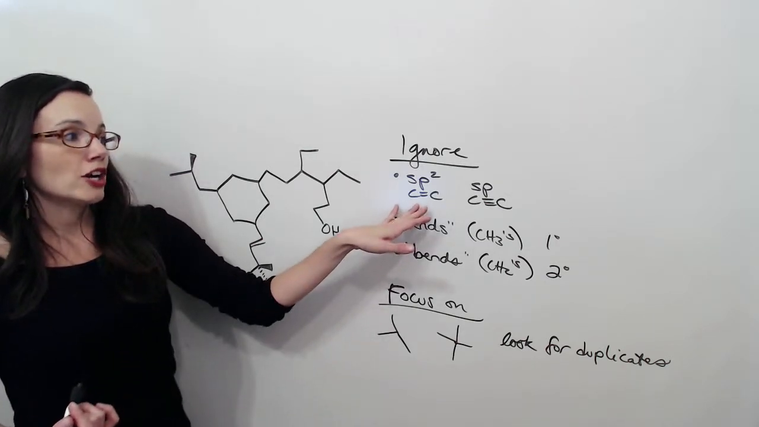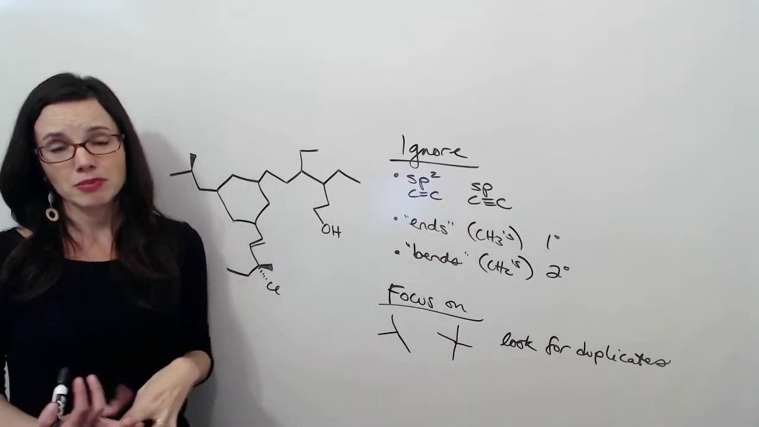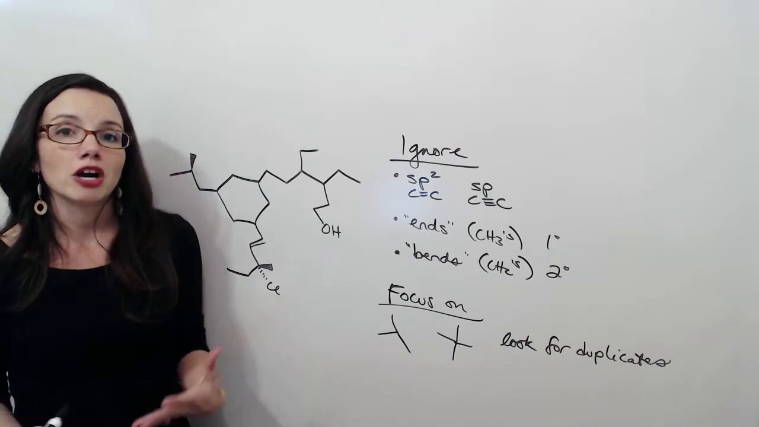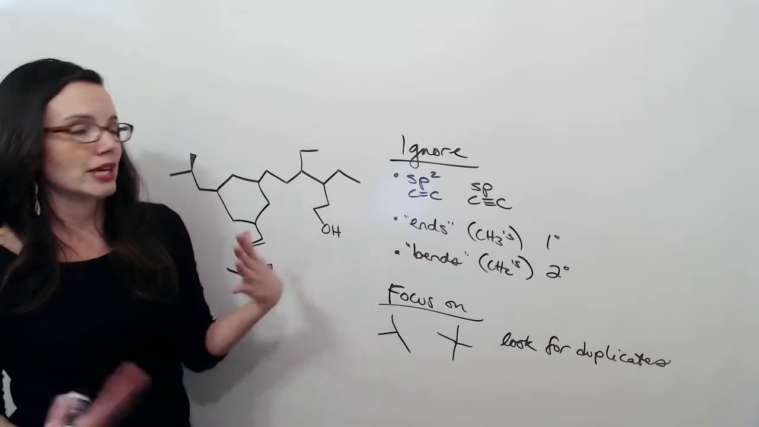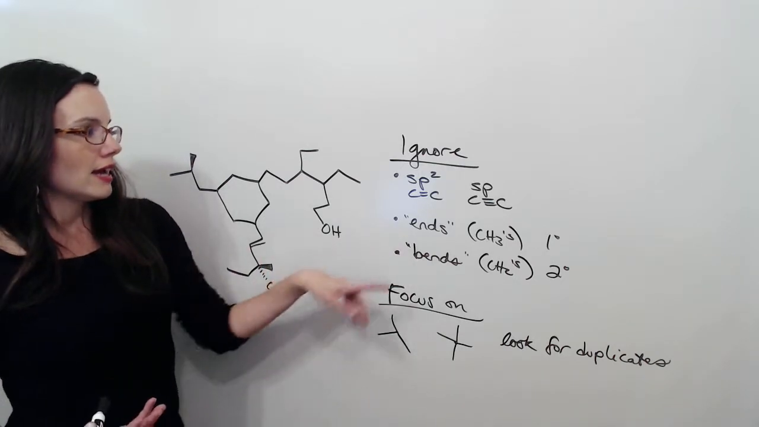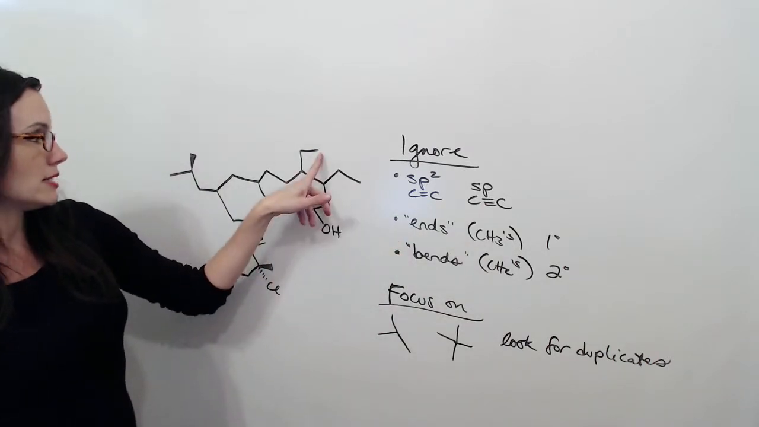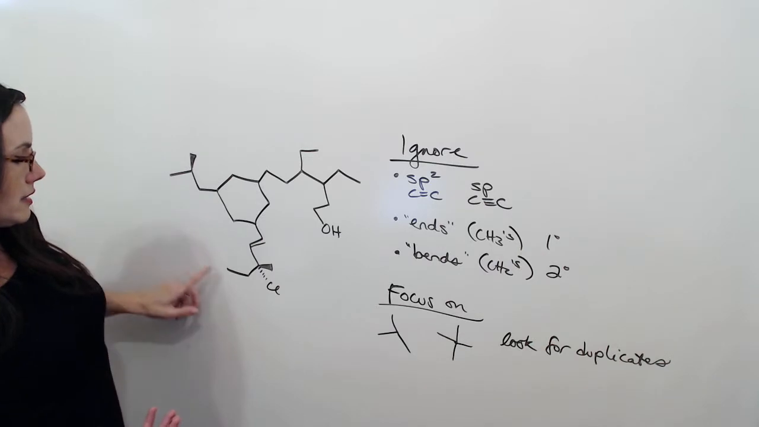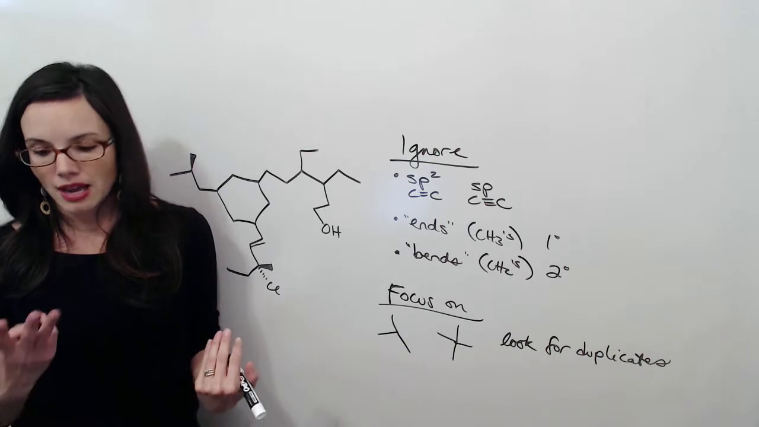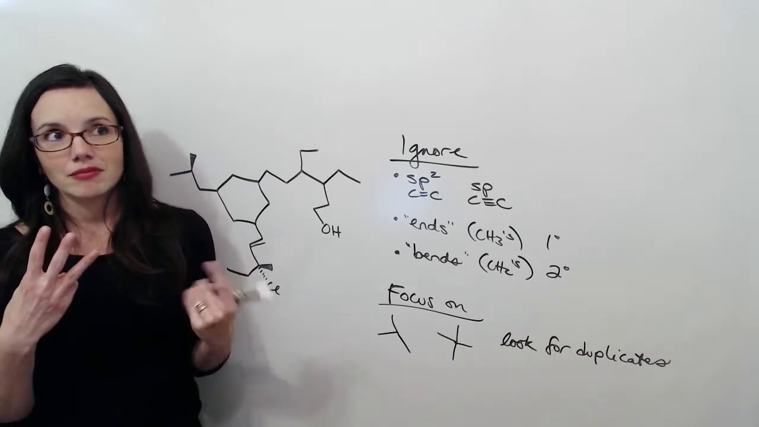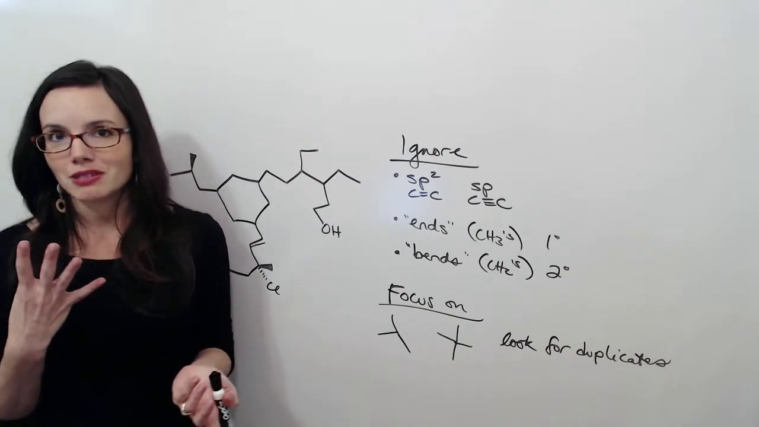You can ignore any carbons that are touching double bonds or triple bonds because those carbons are sp2 or sp hybridized, and as you know, chiral carbons have to be sp3 hybridized. You can also ignore what I call the ends and the bends. Ends are the primary carbons that are at the ends of a chain, like this one, here and here, here and here. We can ignore those because they are CH3s, and if they've got 3 H's on them, that's 3 duplicate H's, so they couldn't possibly have 4 unique substituents on them.